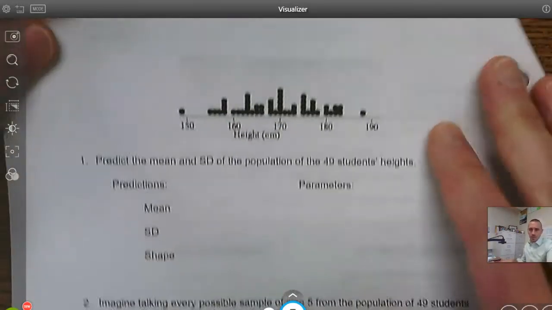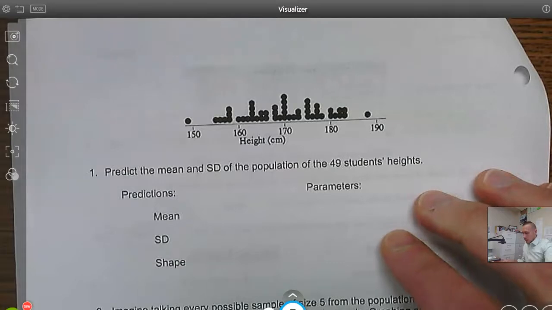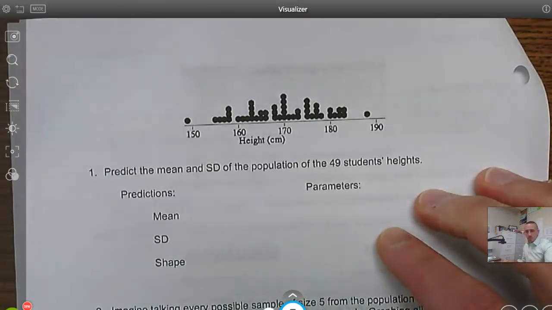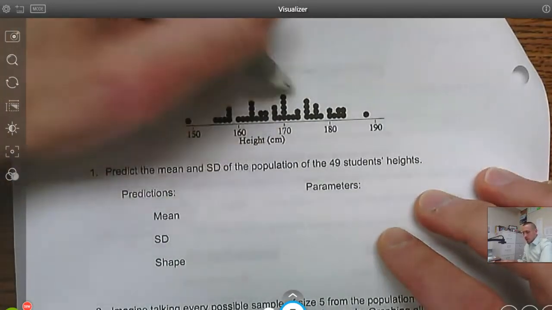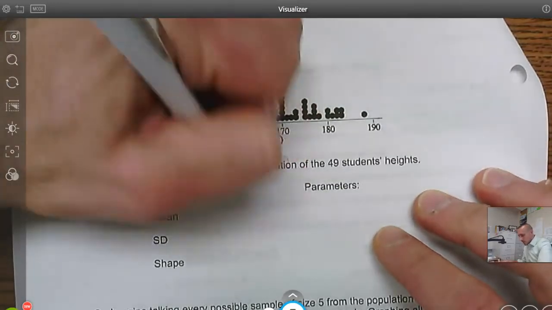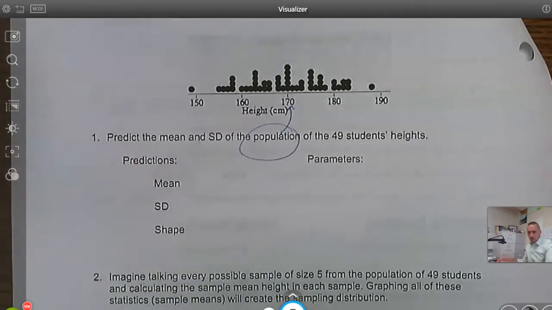So let's take a look. Here is the data for these 49 seniors in this one school. So it's asking you just make a prediction. Predict what is the mean and standard deviation and shape of this population. This is the population distribution. So pause the video, go ahead and make your predictions.